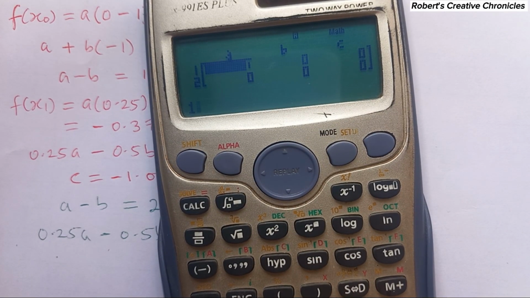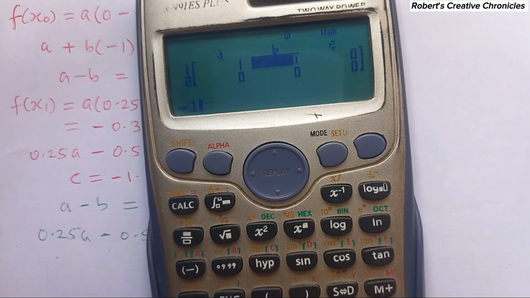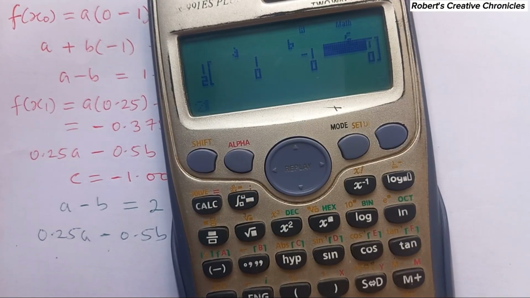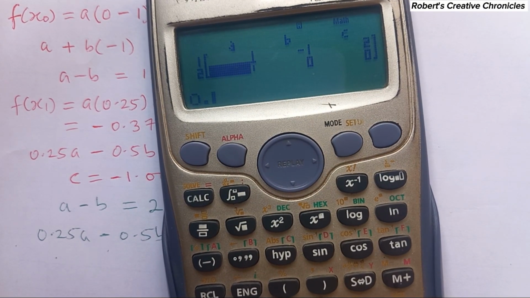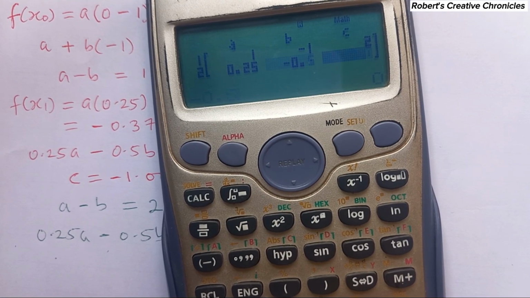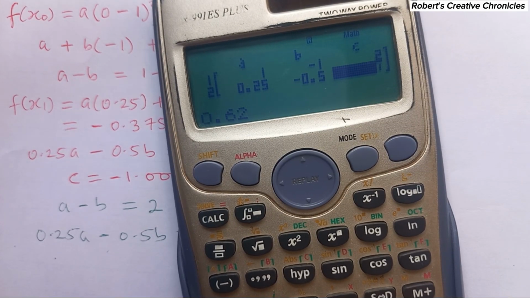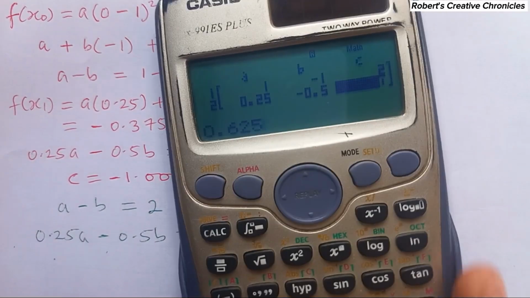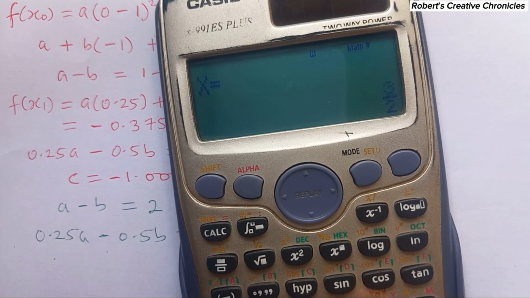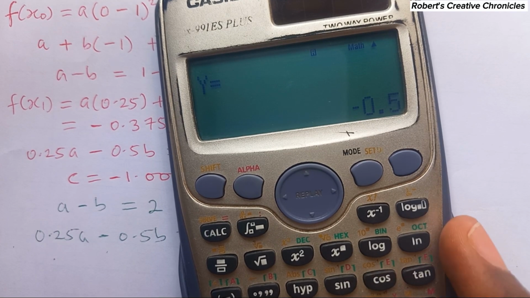This will be 1. This is what? -1. Then 2. Then 0.25 minus 0.5. I'm using the calculator to make things faster. 0.625. This is 1.5 and -0.5.